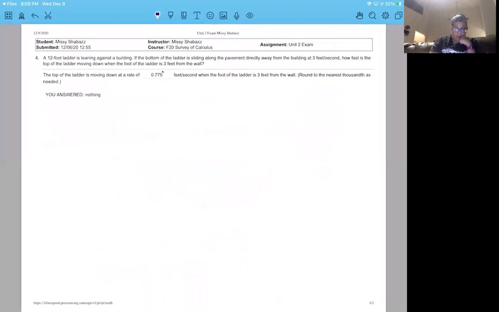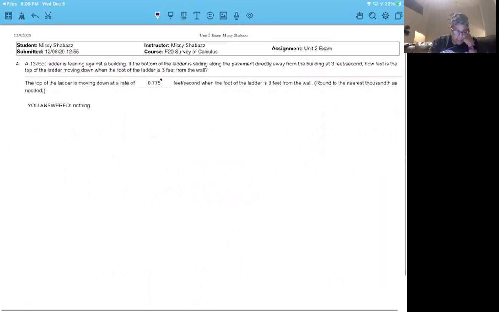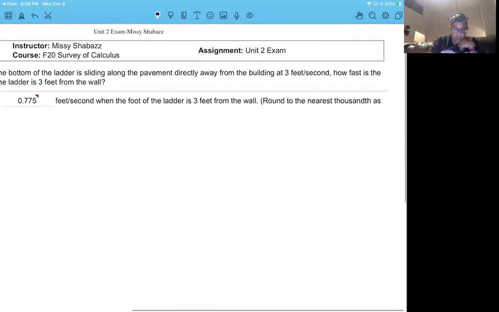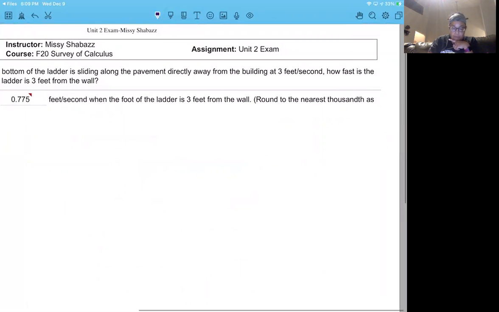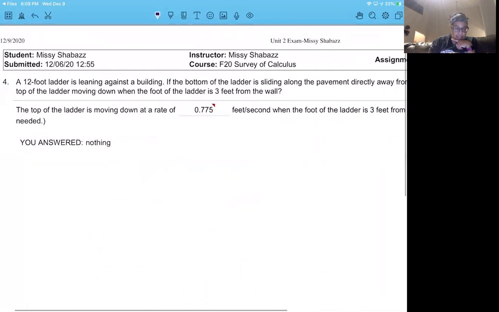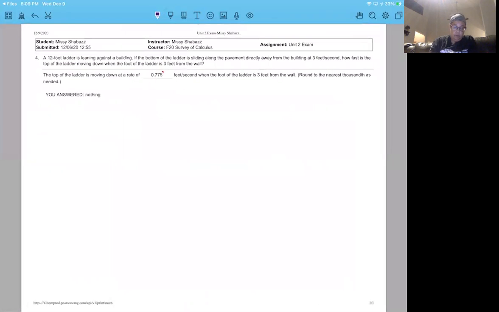All right, next question. A 12-foot ladder is leaning against a building. If the bottom of the ladder is sliding along the pavement directly away from the building at 3 feet per second, how fast is the top of the ladder moving down when the foot of the ladder is 3 feet from the wall? Okay, so I'm going to draw a ladder.